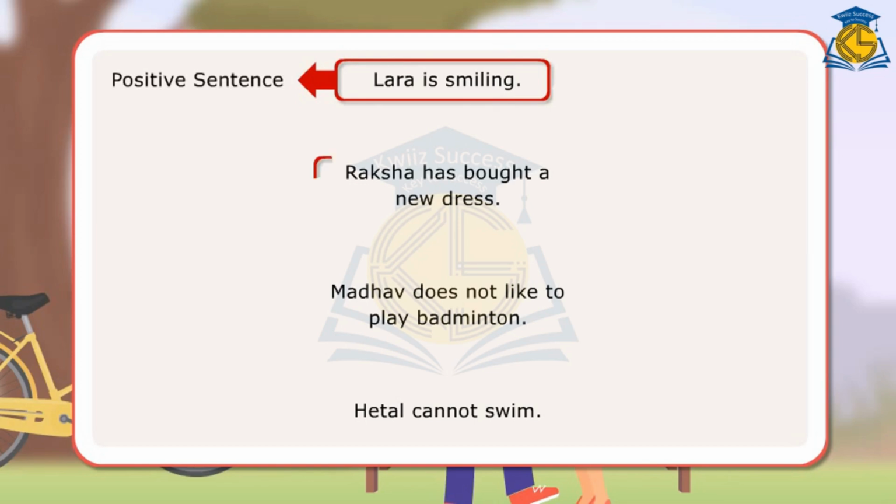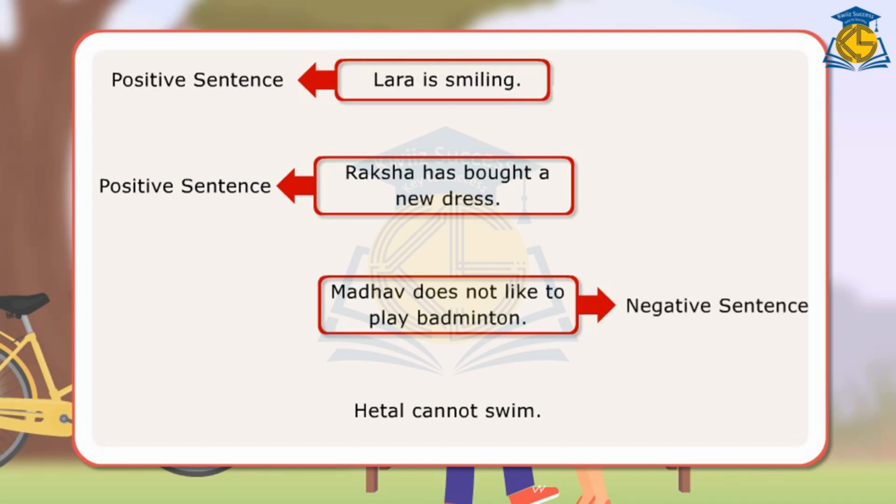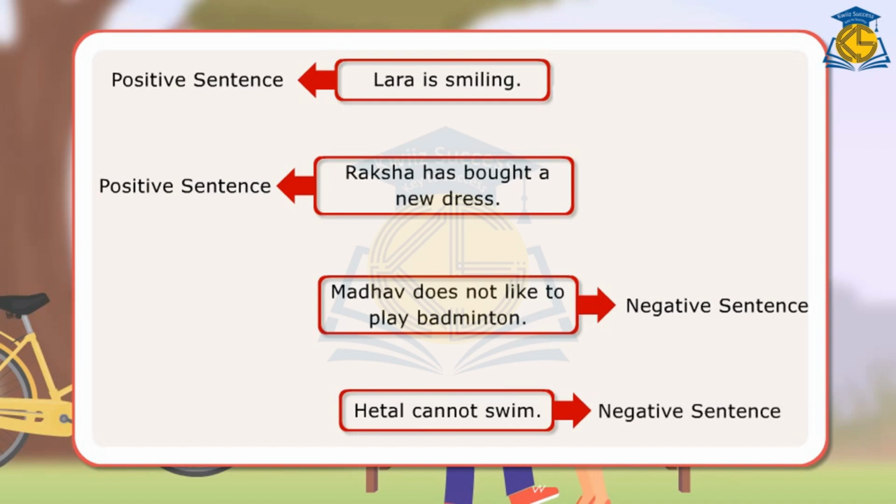The next sentence also affirms that Raksha has bought a new dress and so is a positive sentence. The third sentence uses does not to tell us something negative. It is a negative sentence. The last sentence is also negative since it expresses something negative by using cannot.